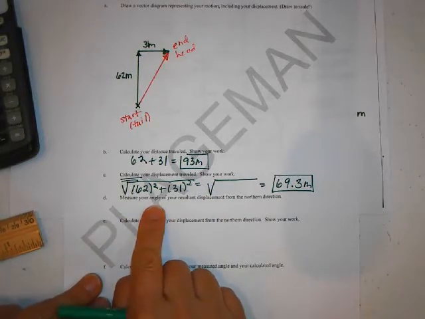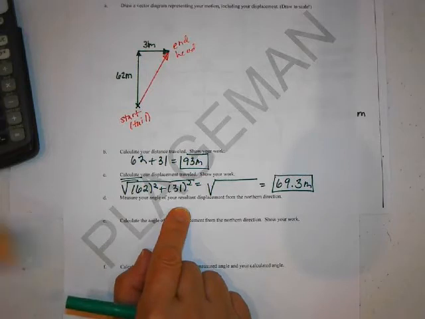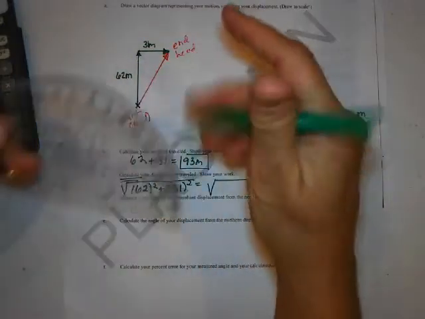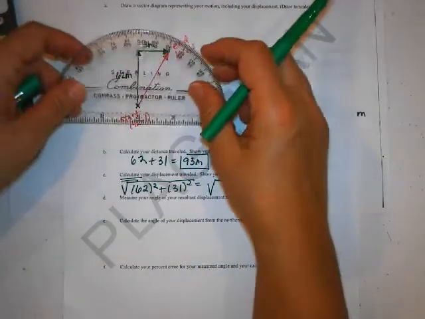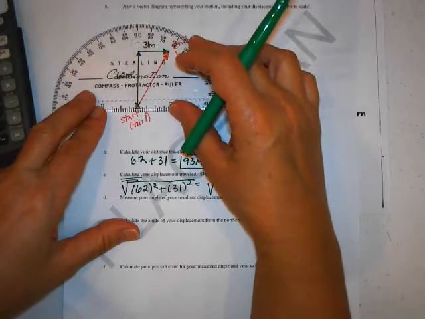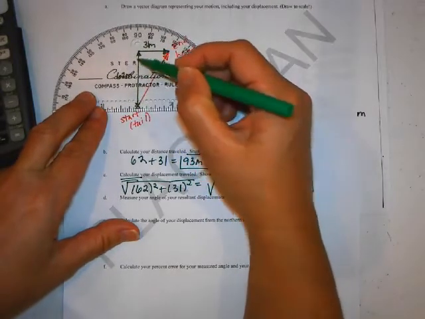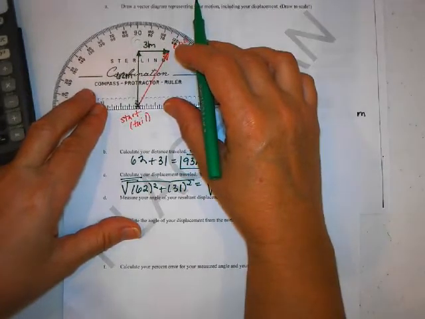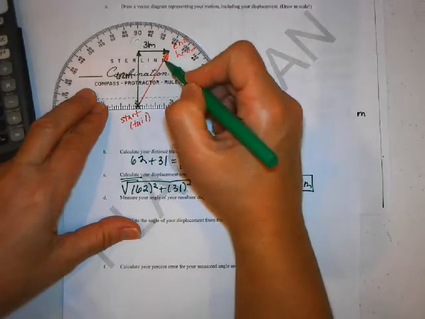Now it says measure the angle of your resultant from the northern direction. So now I'm going to take my protractor, and this is the northern direction. So I'm going to measure that angle. This line lines up here where the 90 should be. Too bad I don't have a smaller one. And now I'm going to measure this angle.